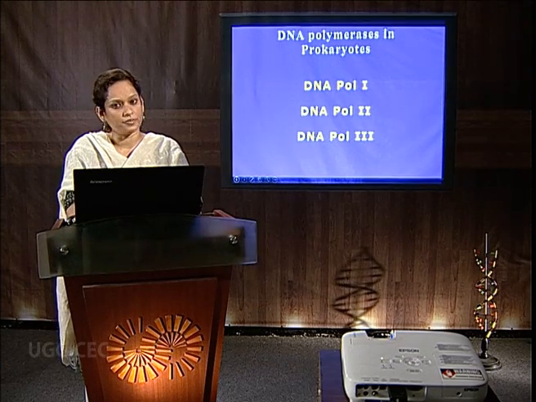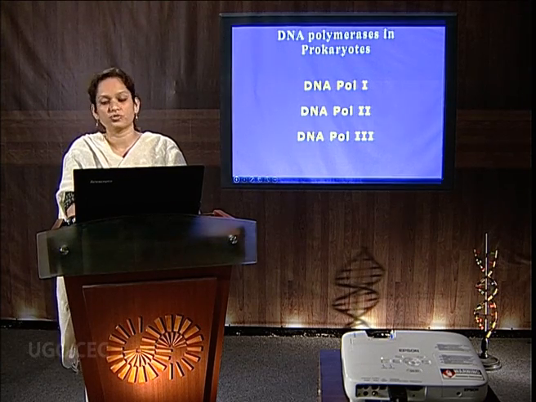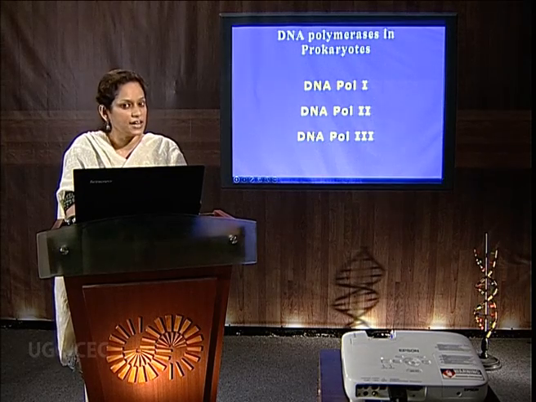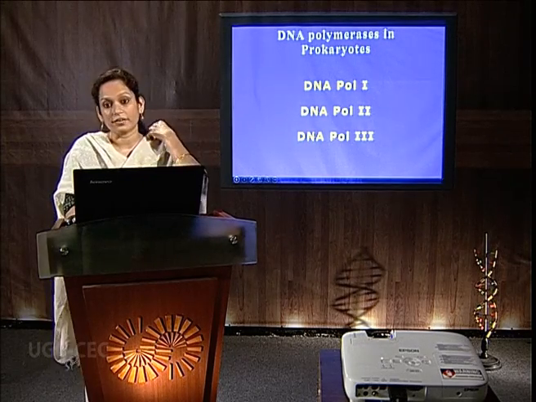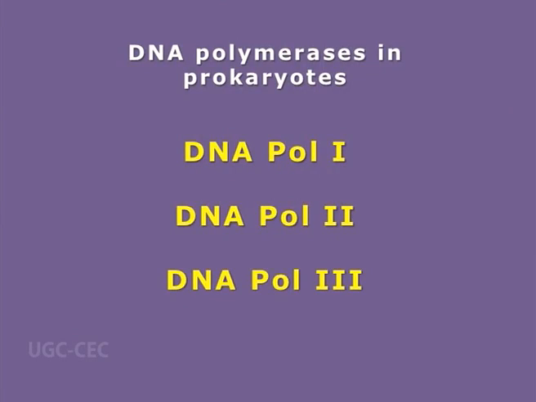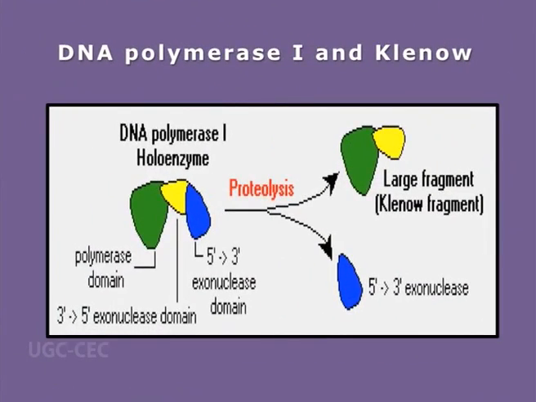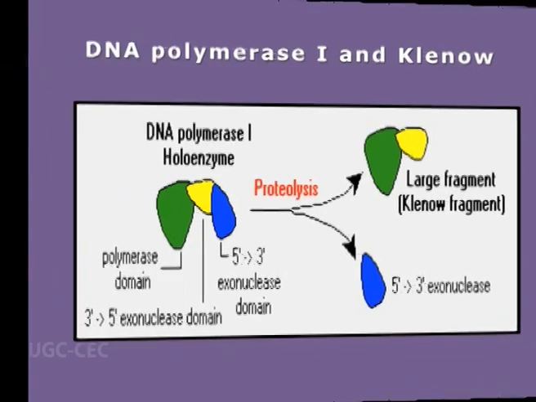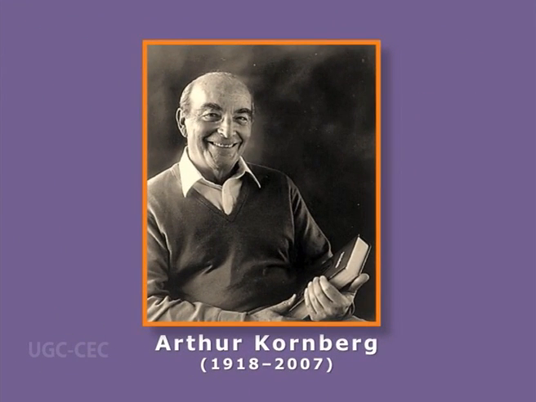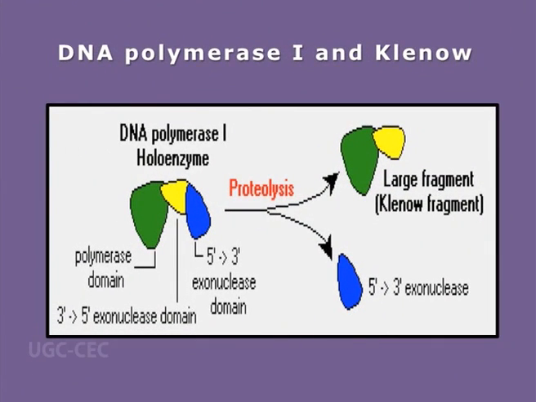Now the DNA polymerases are of great importance, as I have told you earlier. The main kinds of DNA polymerase found in prokaryotes are polymerase 1, 2 and 3. Polymerase 1 was first isolated by Arthur Kornberg. Later it was found that when polymerase 1 was given proteolytic treatment, a large fragment was obtained, known as the Klenow fragment. The Klenow fragment has its application in molecular biology.